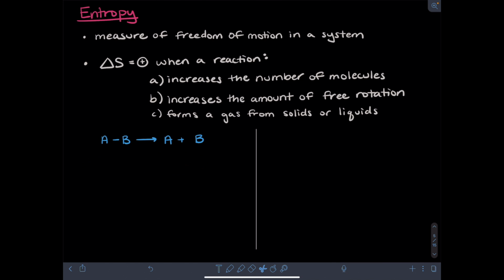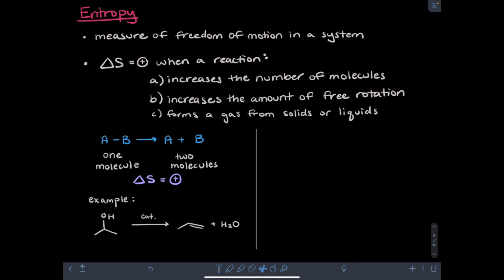As an example, let's consider a reaction where we have a bond between A and B in the reactants, and we have separate molecules A and B on the product side. I have one molecule starting out, and I'm forming two molecules in the products. Because I'm increasing the number of molecules present, I would expect that delta S would be positive for this reaction.